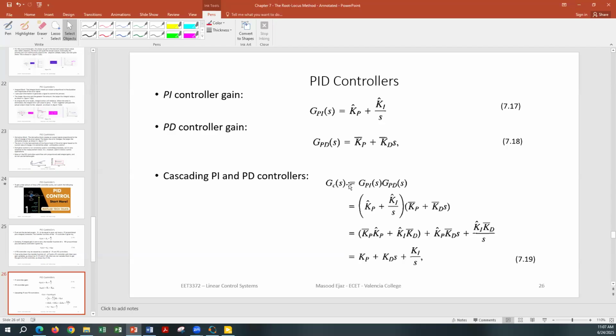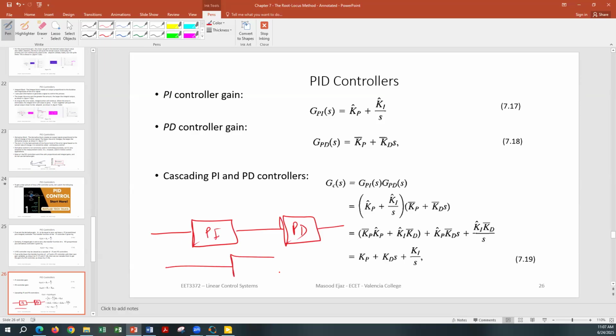If we cascade them, that is, if we multiply the gains together, they're in cascade, then we can multiply these two together, and the end term is going to be one constant, which is going to be comprised of these terms, and then one term with the differential, and then one term with the integral. So just to emphasize that, if you cascade a PI and PD controller, then you can get a PID controller. So you can develop them separately, add them together, and have a PID controller.